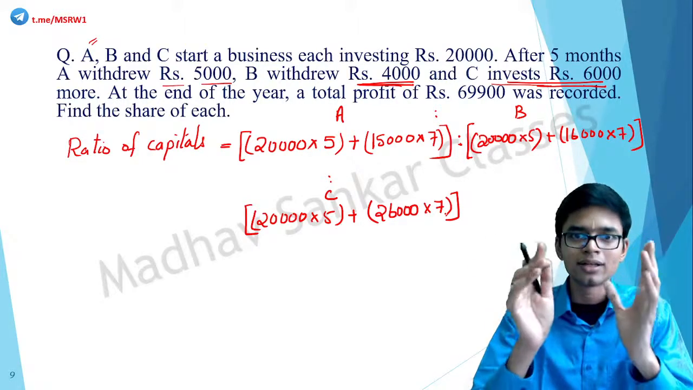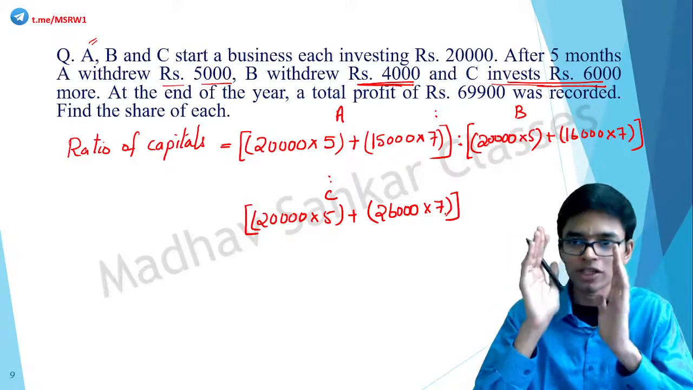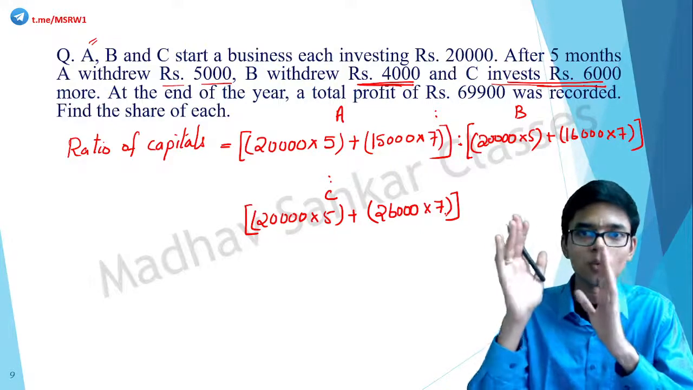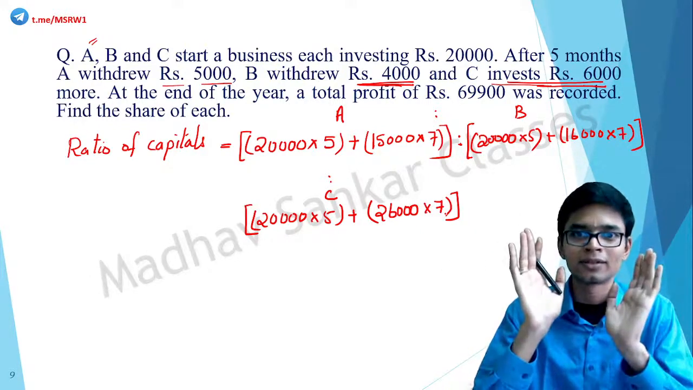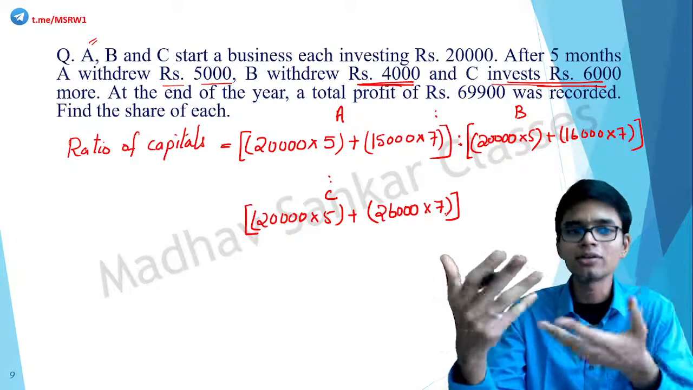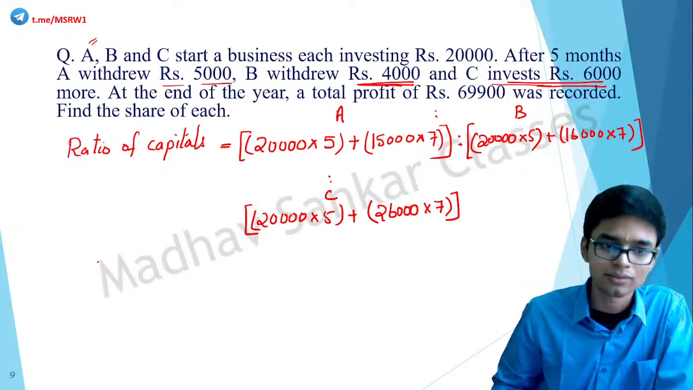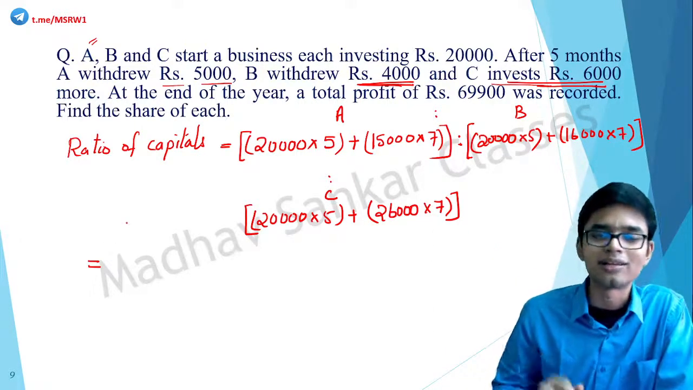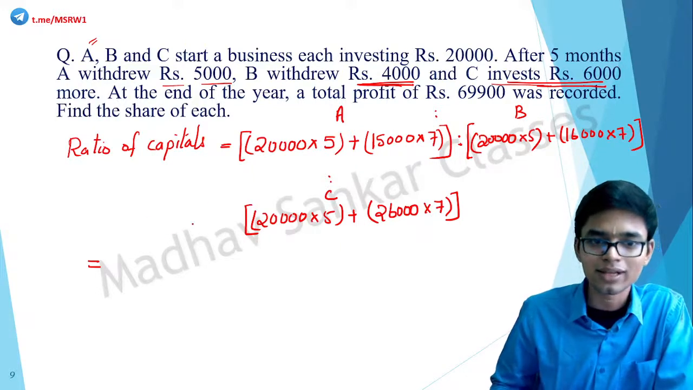Make sure that you have a very clear idea about how much investment is there in what time length. Be very clear about that. Then you can simply solve this. So let's do the final calculations. So this can be rewritten as what?